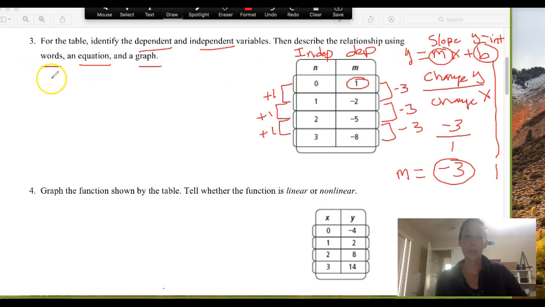Let's go ahead and write the equation first. It would look like this. Y equals 2. The slope, which is the change in the y's over the change in the x's, so negative 3 over 1, which is negative 3, times x, plus my y-intercept. Where x is 0, I get my y-intercept. There's my equation. Let's write it in words.